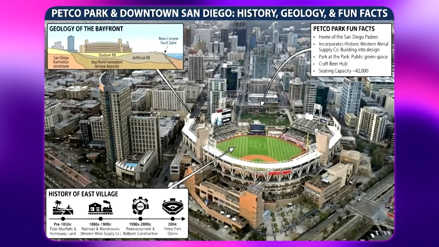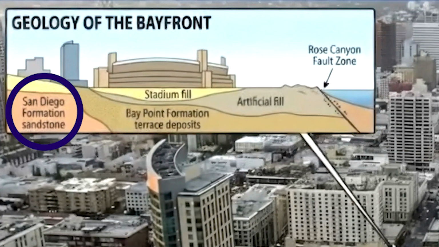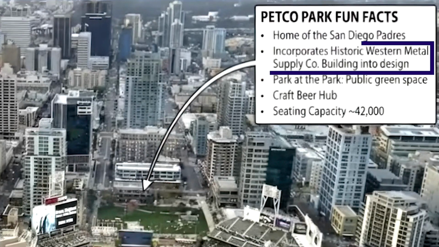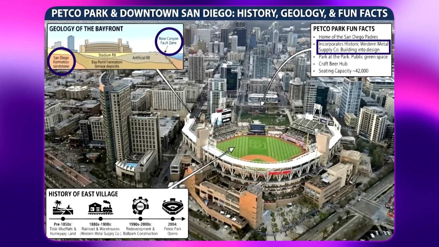The output, surprisingly robust. It identified the San Diego Formation and the Rose Canyon Fault Zone. It correctly flagged the Western Metal Supply Company building incorporated into the stadium design. The text rendering is crisp, no gibberish. It actually did the research.